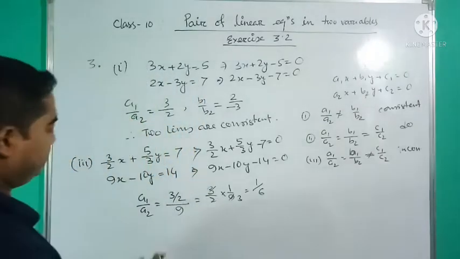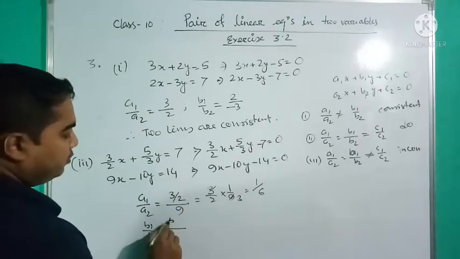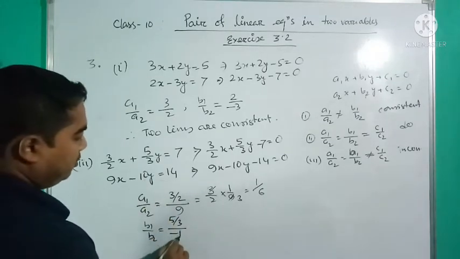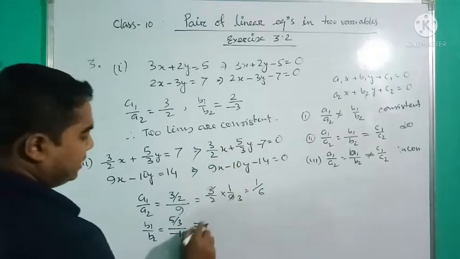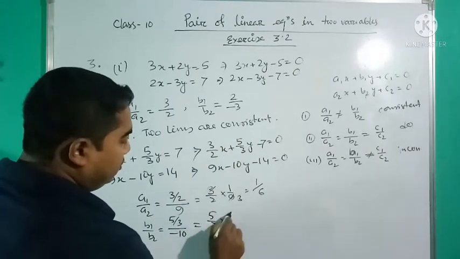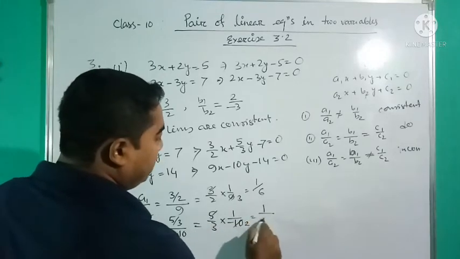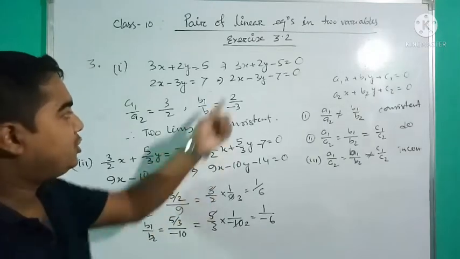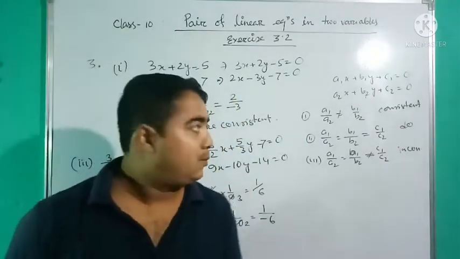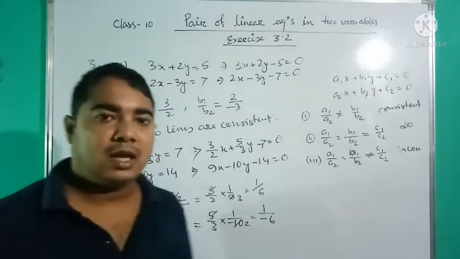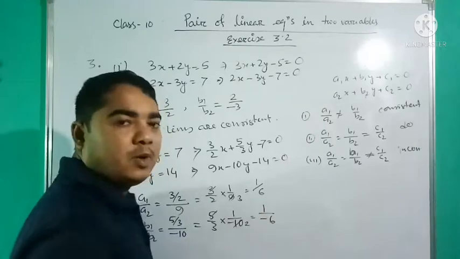Next, the b1 by b2 value. b1 value is 5 by 3 and b2 value is minus 10. Then 5 by 3 into 1 by minus 10. 5 to the 1 by minus 6. Again the same condition, with one positive and the other negative. Positive, negative, always unequal. If unequal, then a1 by a2 not equal to b1 by b2.